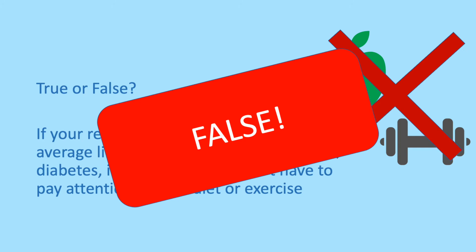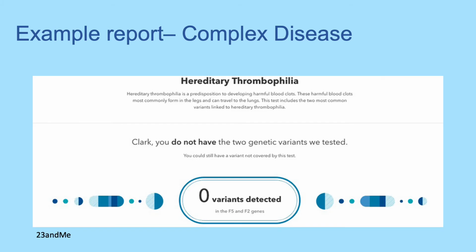This is false. Even though a test may show that you're not at increased risk, you have to remember that lifestyle plays a huge role in complex diseases like type 2 diabetes. If you put too much weight on your test result and lose your healthy habits, you could end up getting the disease anyways. To illustrate this point, let's take a look at another example.